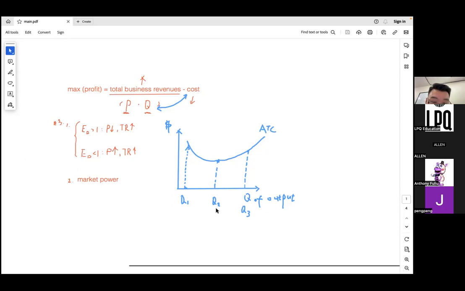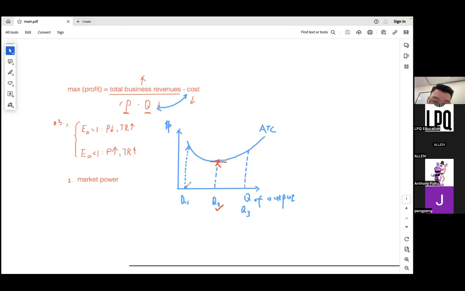When you produce at Q number two, you see the corresponding ATC is at the lowest level. So this production level is what we want, because the corresponding ATC is at the lowest level. That means you can save money, right? You can save money on your production cost.